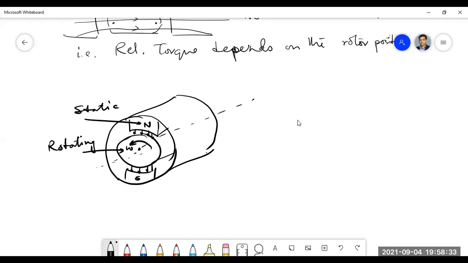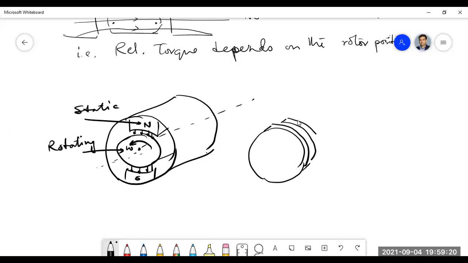Now, if that is the case, then the radius of the rotating device and the radius of the static part will be different, isn't it? Suppose here the radius of the North Pole and the radius of the rotating part is different, isn't it? Now in case of spherical, there will be two discs having equal radius. It's difficult to draw here, but still I'm trying.